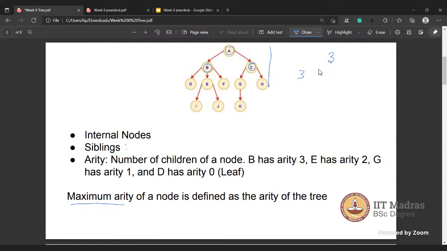So everyone got it, what is the arity of the tree? Yeah. Okay. So A has 2 arity. Yeah, A has arity 2, G has arity 1, like this.